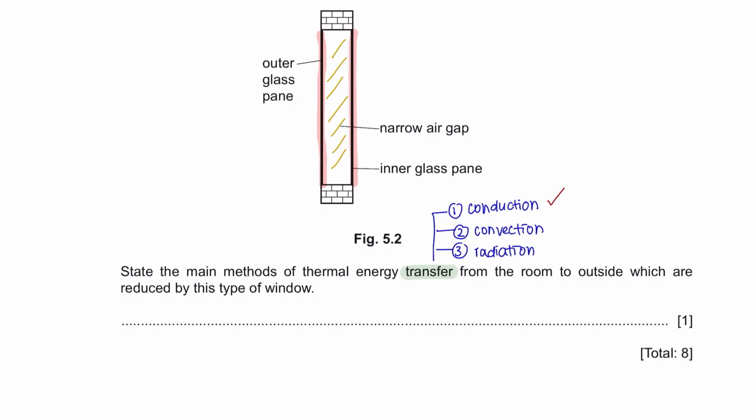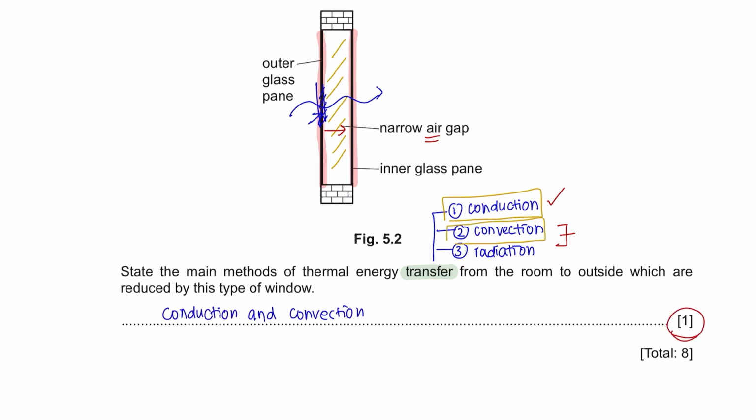Conduction only happens through solids, while convection and radiation happen through fluids, which are liquid or gas. So the thermal energy being transferred from the room to outside through this window goes through this solid phase, which is through conduction, and then passes through the narrow gap, which is through convection. Despite only 1 mark given here, you still have to write both the methods of thermal energy transfer.